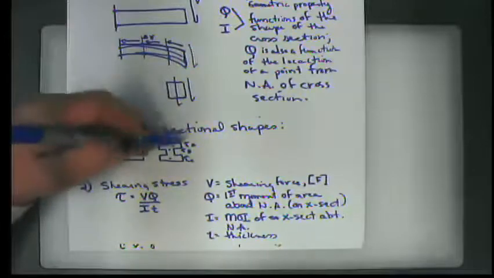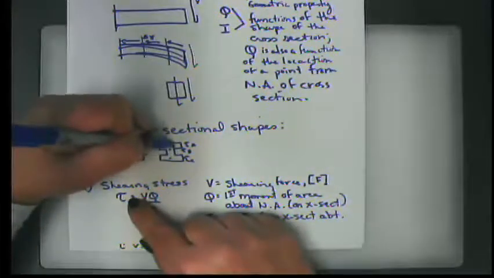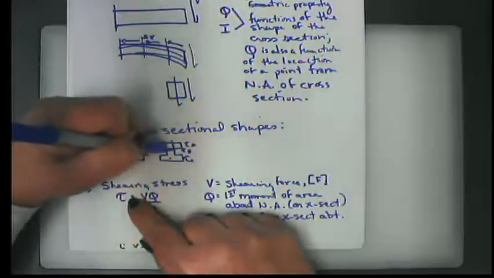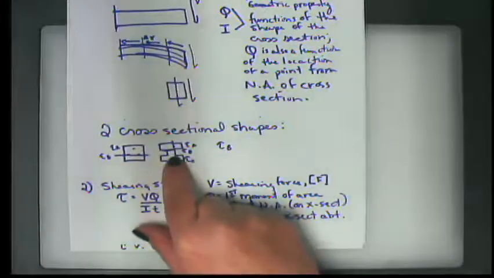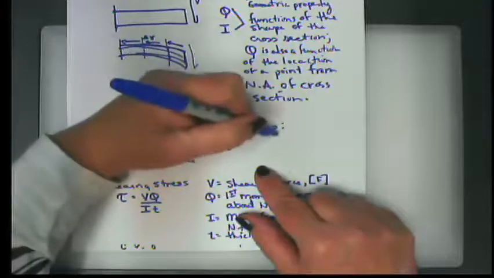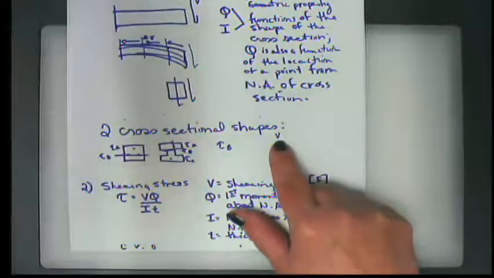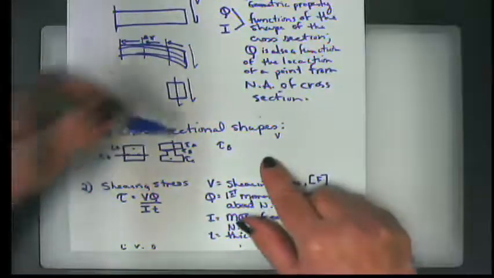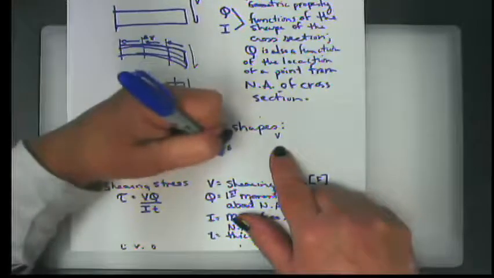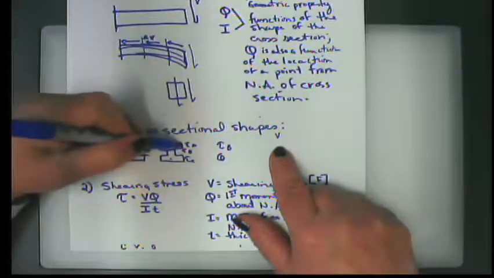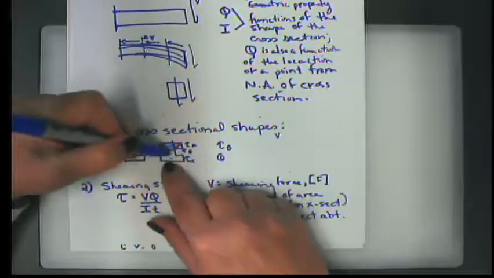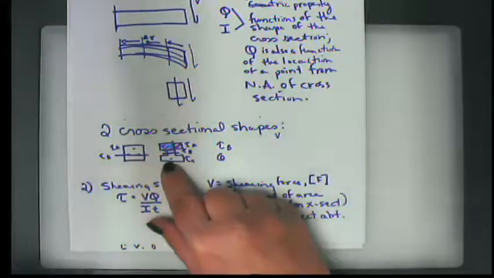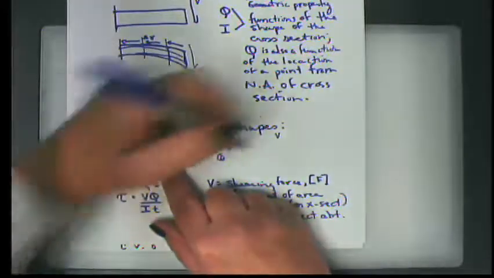So if we look at tau A, for example, I'm going to look at tau B rather. Let's look at tau B right here. If we look at tau B, V is going to be a given in the problem, or some sort of applied load that we can calculate for. Q would be the first moment of the area above point B about the neutral axis, which we're going to describe in just a minute.